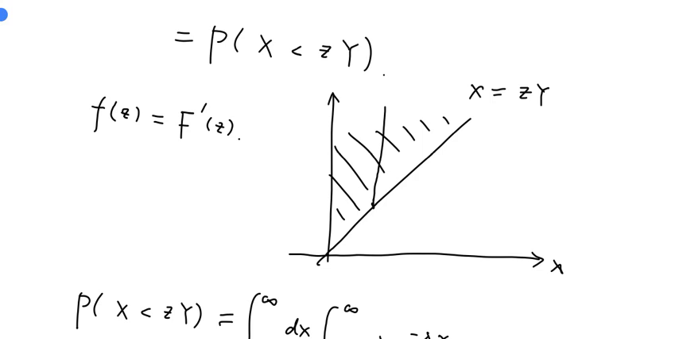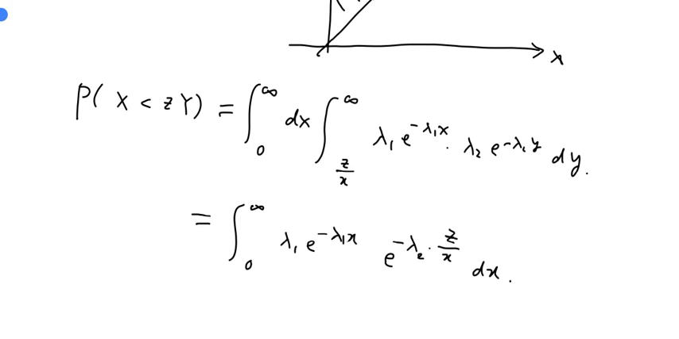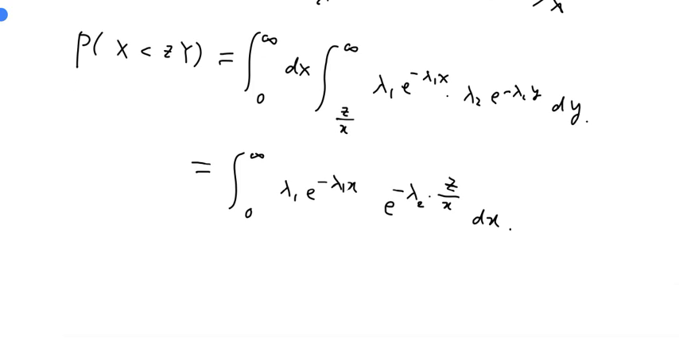Y should equal x over z, right? Yeah, not z over x. Yeah, I made a mistake. Otherwise, I cannot integrate out. So this is x over z. So here z is constant, so we can integrate this out.